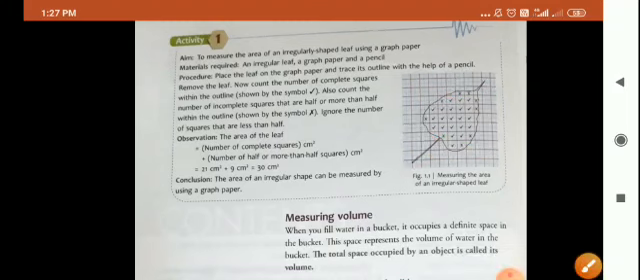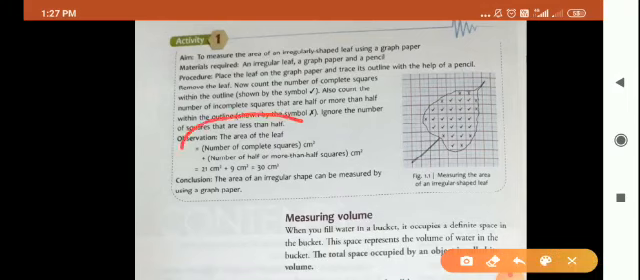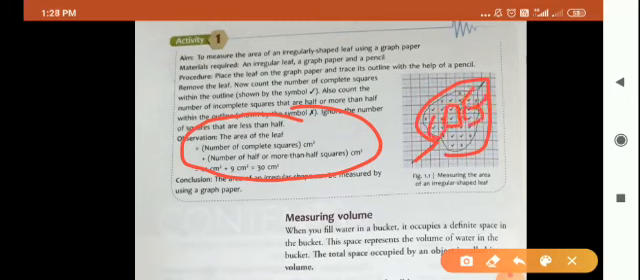You have to find the area of this irregularly shaped leaf. So what will you do? See here, what is the formula given? Look here everyone, the area of the leaf is given as the number of complete squares plus the number of half or more than half squares. So in the outline of the leaf, you just count or tick the number of complete squares of the graph which are lying inside this leaf.